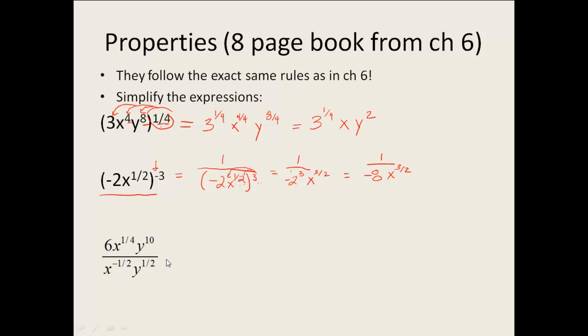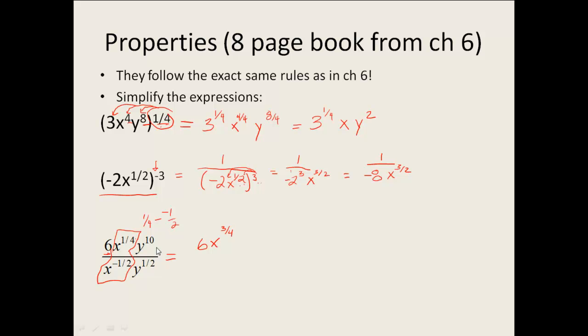The last one, I'm going to look at the regular numbers first, so 6. Well, as I look through my problem, there's only one regular number there, so it's just going to hang out. Then I'm going to look at my x's. Well, I have an x up here on top and an x on the bottom. So if we use our division rule from our 8-page book, that says I need to subtract exponents. So I'm going to take 1/4 minus a -1/2. When I do that, I end up getting x to the 3/4. So when I combine my x's together, I'm going to have x to the 3/4 power.